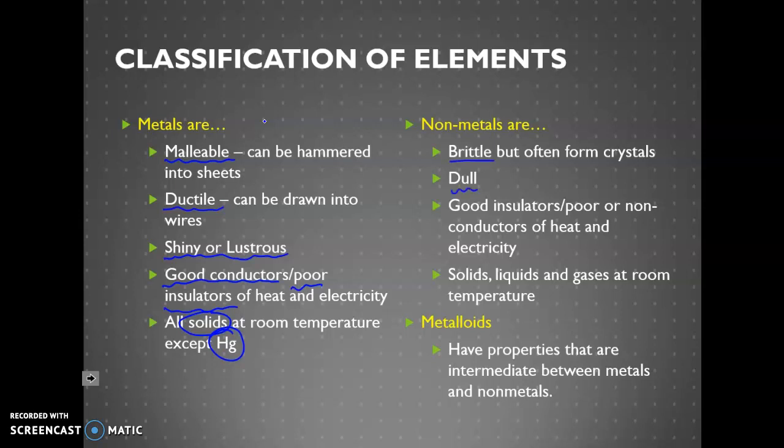Nonmetals are brittle, but often form crystals. They are dull, which means they are not shiny. Think about that pencil lead right there. When it's scratched on your paper, it don't look too shiny. They are good insulators and poor or non-conductors of heat and electricity. We can have solids, liquids, and gases at room temperature.